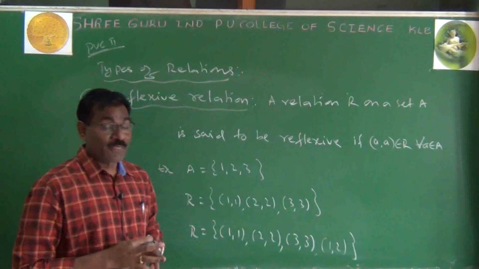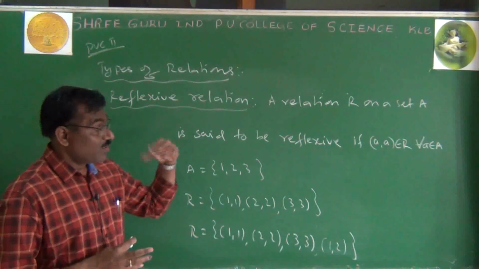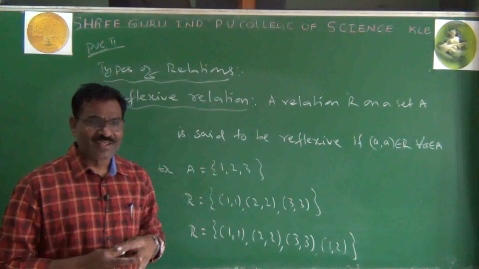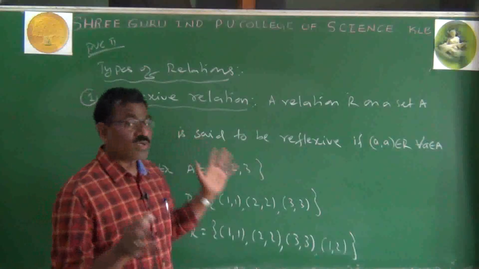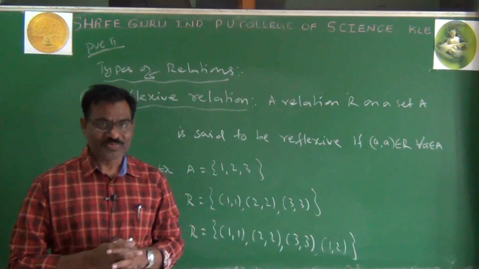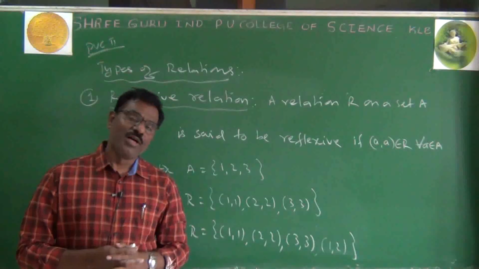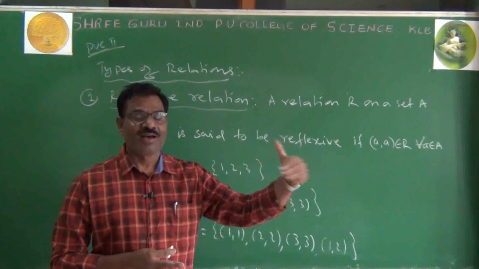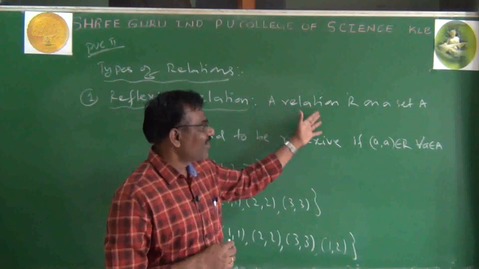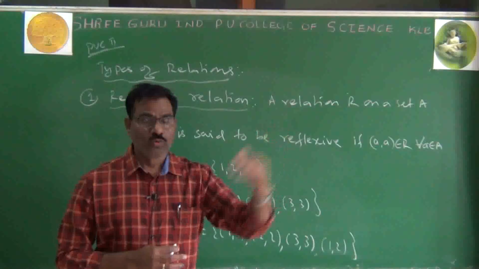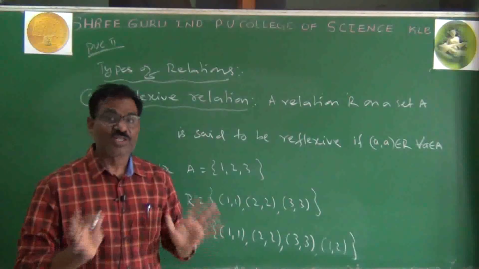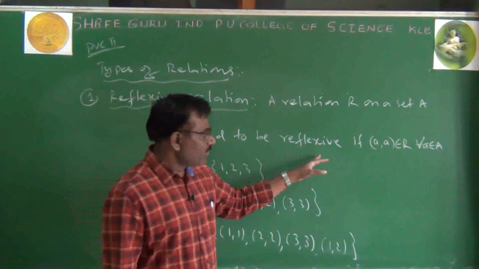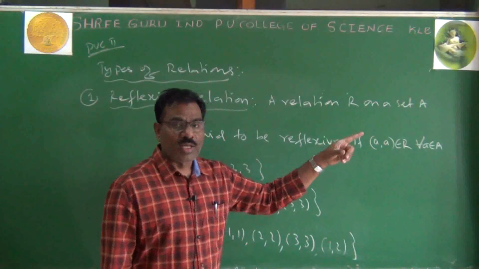Very important. Repeating once again: even if there are 100 types of reflexive definitions, in all of them this is the common phrase: a relation R on a set A. A relation R on a set A is said to be a reflexive relation if (a, a) belongs to R for all a belongs to A.